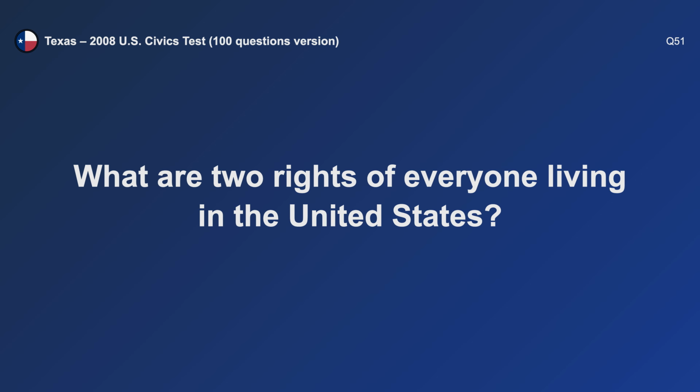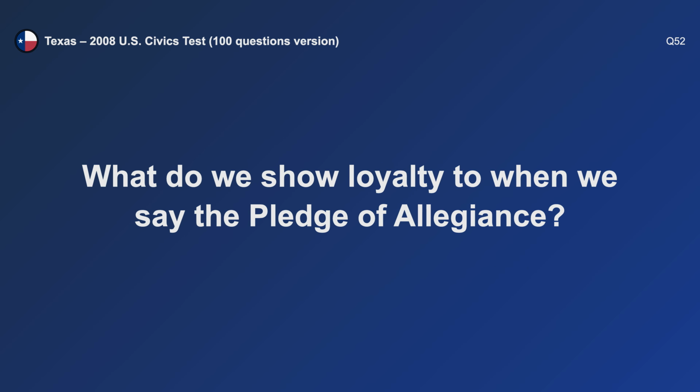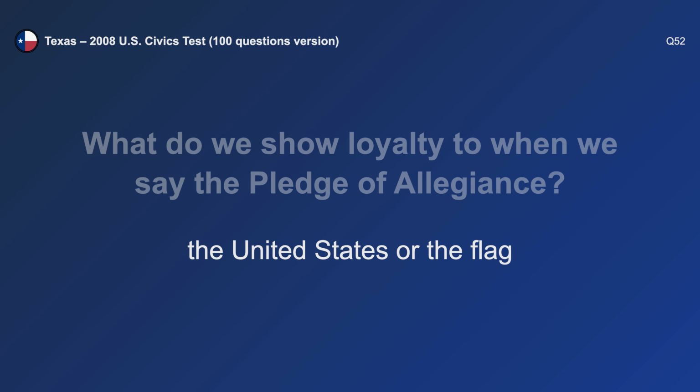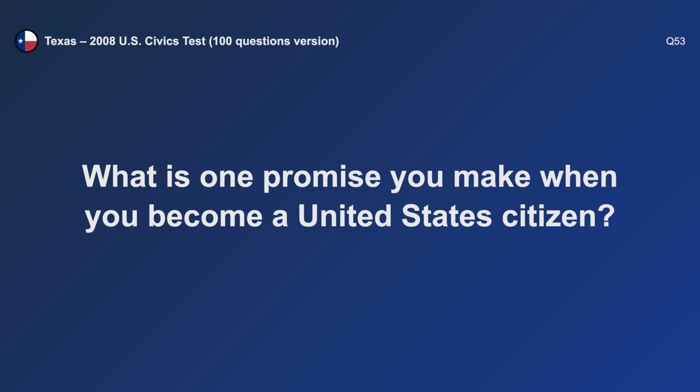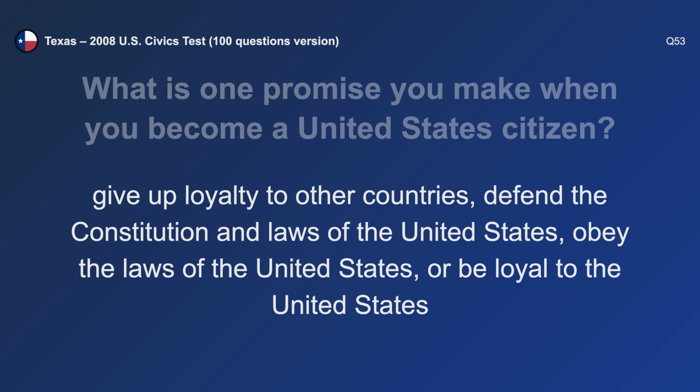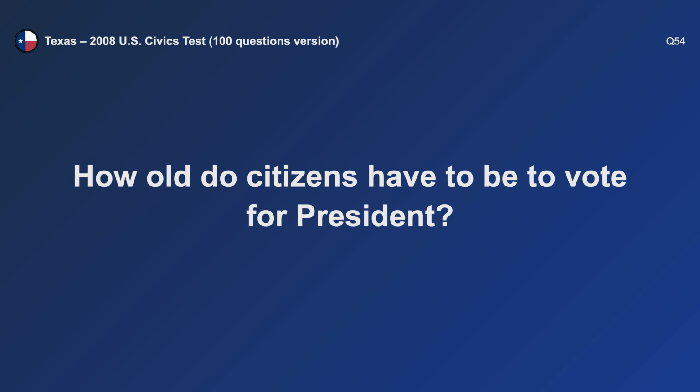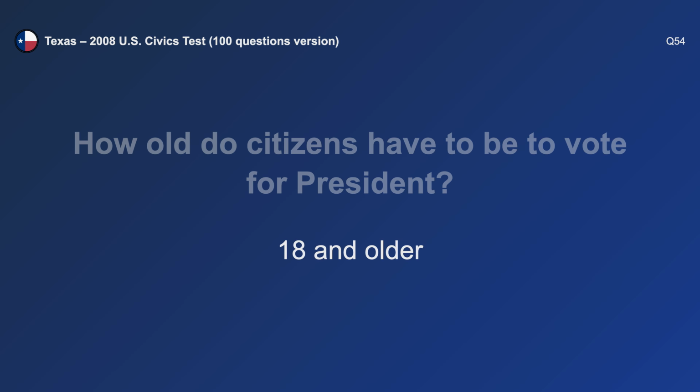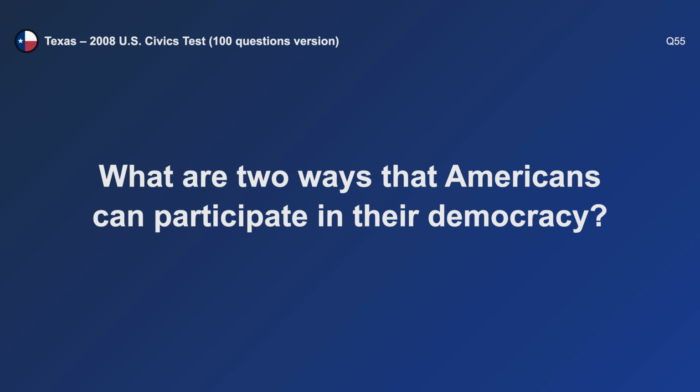Freedom of speech and freedom of religion. What do we show loyalty to when we say the Pledge of Allegiance? The United States. What is one promise you make when you become a United States citizen? Be loyal to the United States. How old do citizens have to be to vote for president? 18 and older. What are 2 ways that Americans can participate in their democracy?